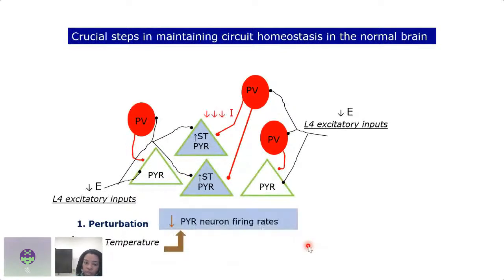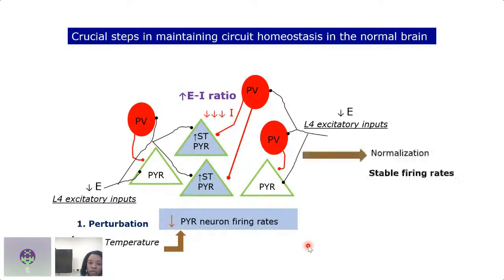However, what we are also seeing is a preferential reduction in inhibition to these neurons that have undergone an increase in spike threshold, and they have also undergone an increase in EI ratio as a result. And the net result is that instead of these neurons falling out of the network, we think they are maintained in the network so that normal firing rates are maintained.